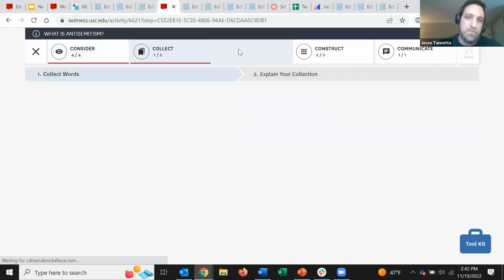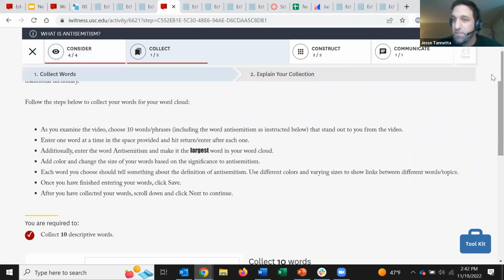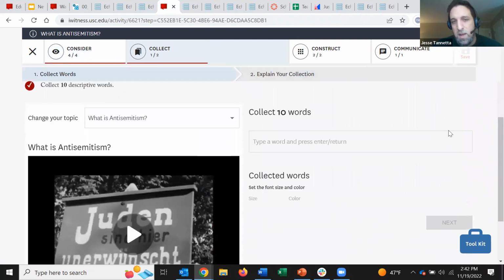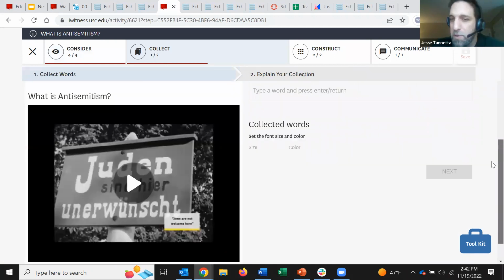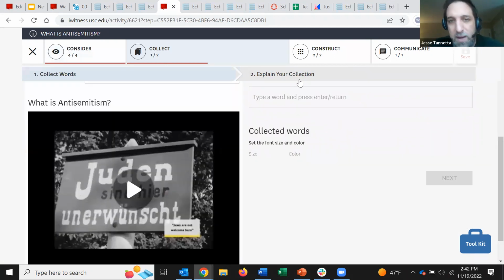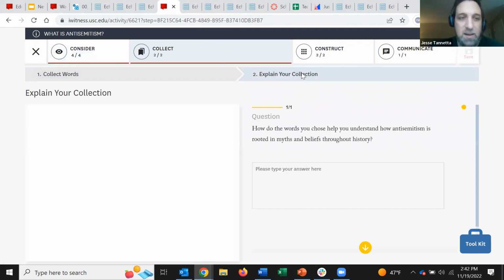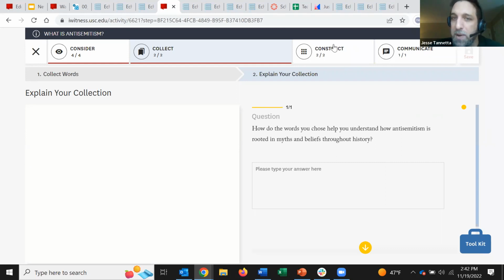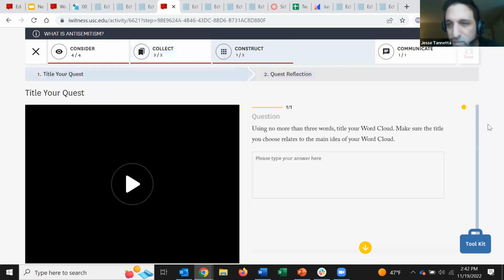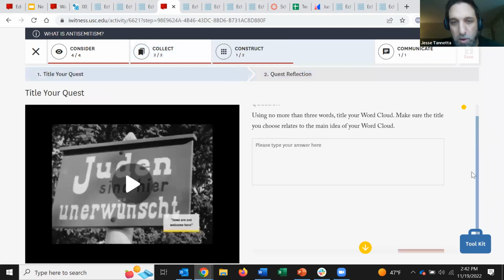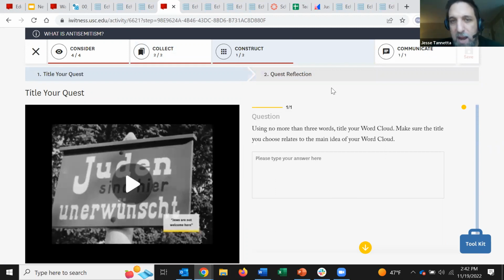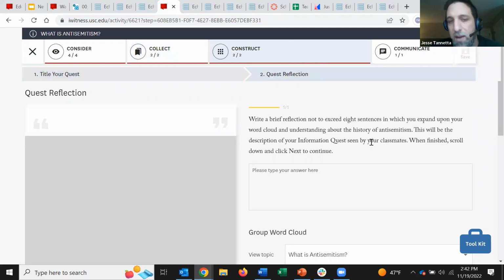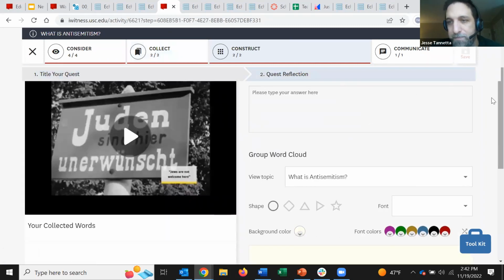So with that, they're taught next to collect 10 words. What 10 words would they pick to describe anti-Semitism, and then they would explain why they picked those words. They'd create a word cloud here, and title it, and then reflect on what they created.